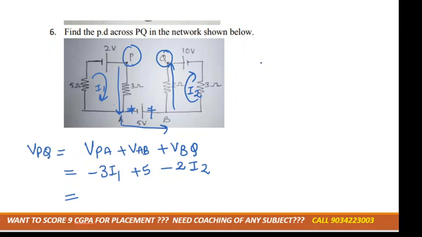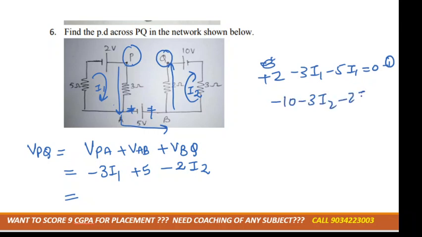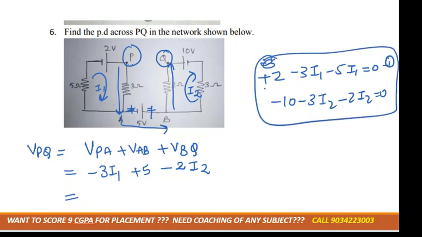We can calculate it through KVL. That would be plus 2 minus 3I1 minus 5I1 is equal to 0. For second equation, minus 10 minus 3I2 minus 2I2 is equal to 0. Okay, we can solve it and then substitute the value here.